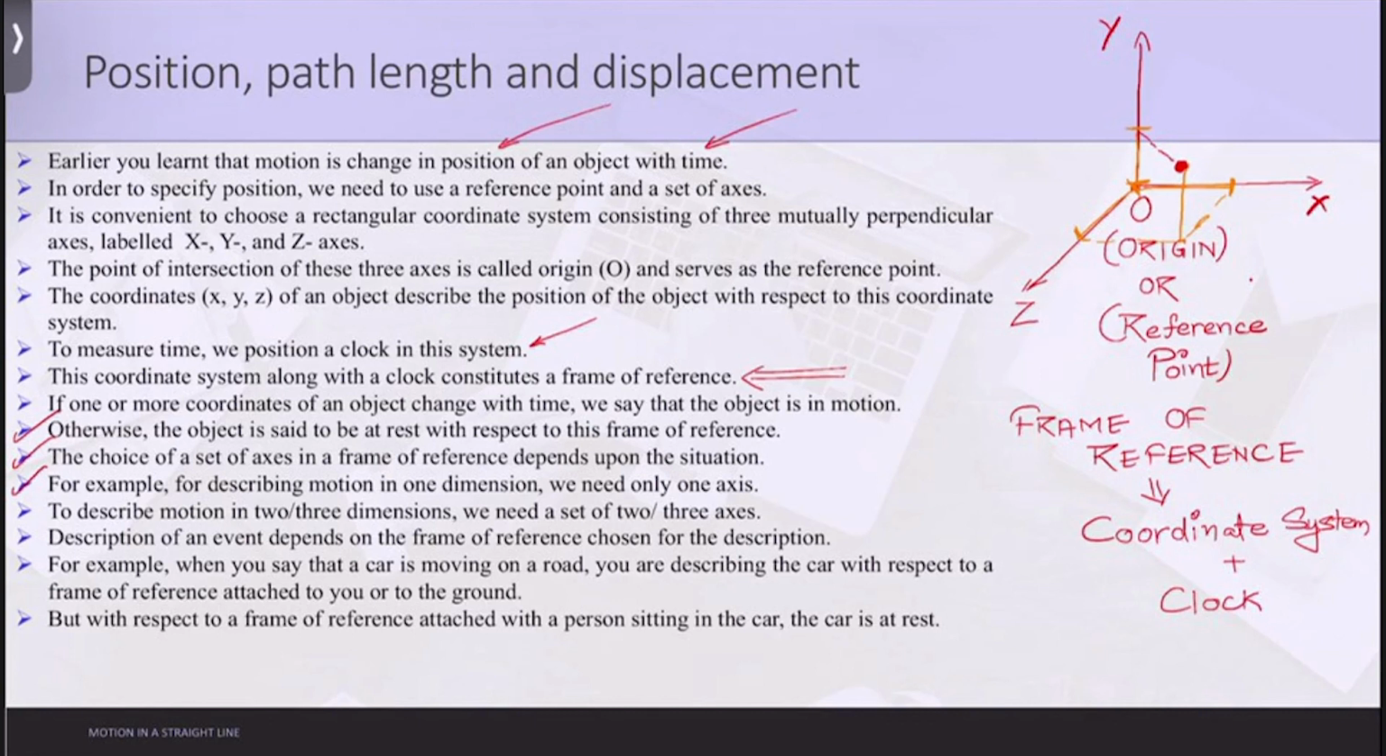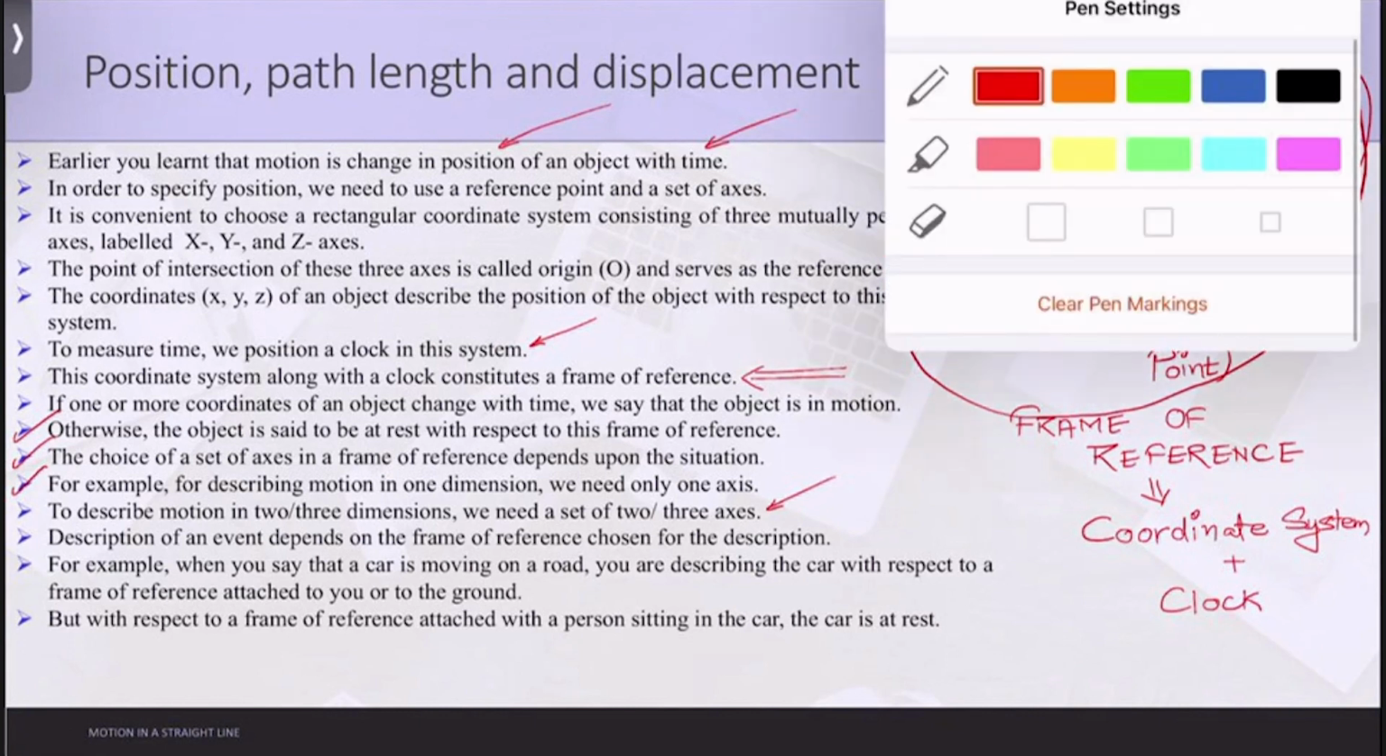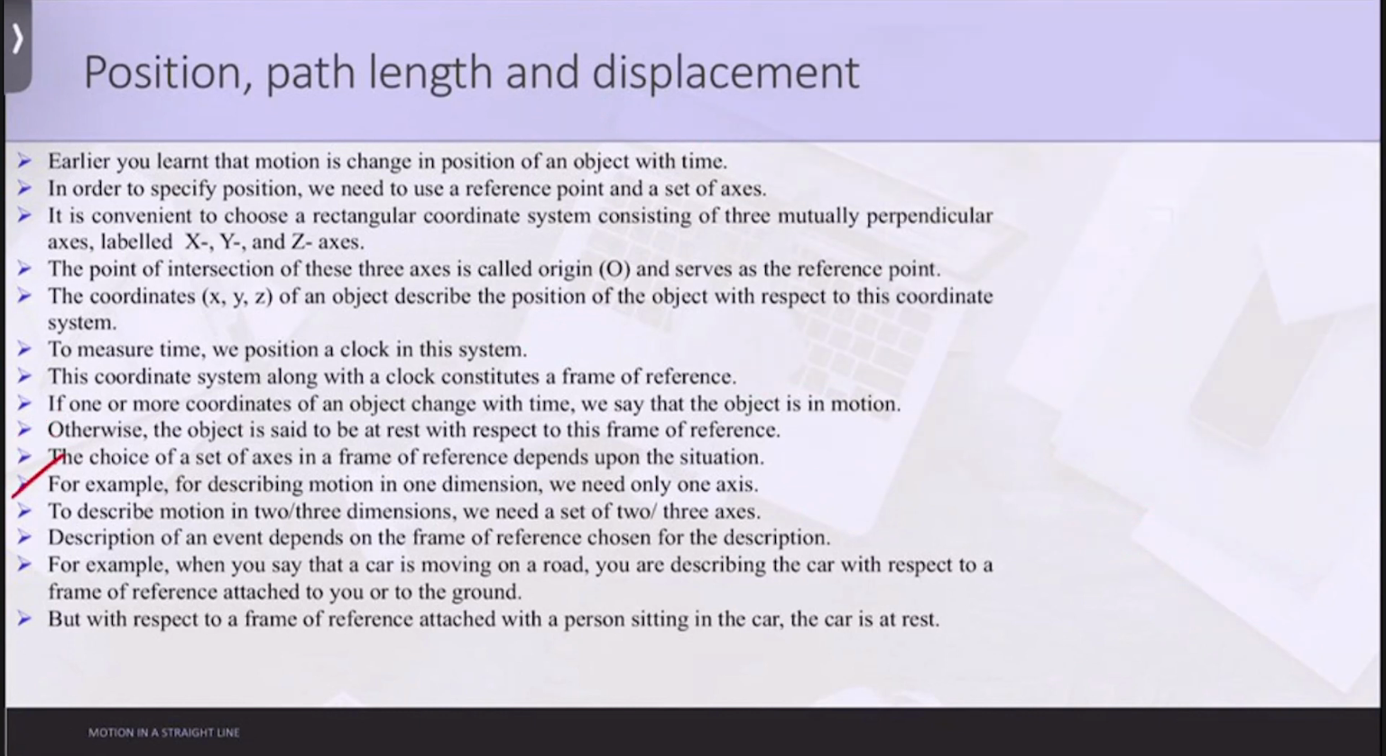Next thing is, for example, for describing motion in one dimension, we need only one axis. Quite evident. Because there is no movement in the y or z axis, we can just consider that there is a movement happening in, let's say, the left direction or the right direction. So basically, it simply means that the movement is happening only along, let us say, the x-axis. To describe motion in 2 or 3 dimensions, we need 2 or 3 axes. If 2 dimensions are used, then we will use x and y, let us suppose. And if 3 dimensions are used, we will use the complete set. Fine, that is explained.